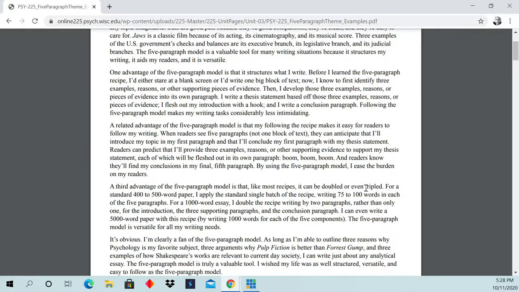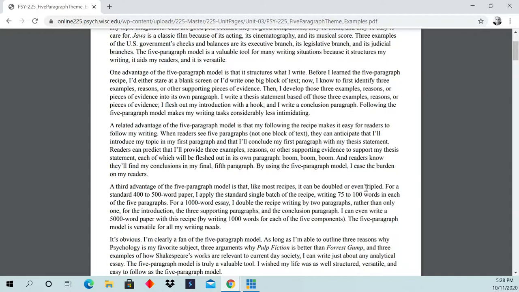A third advantage of the five-paragraph model is that, like most recipes, it can be doubled or even tripled. In other words, it's versatile, right? For a standard 400 to 500 word paper, I apply the standard single batch of the recipe, writing 75 or 100 words in each of the five paragraphs. For a 1,000 word essay, I double the recipe, writing two paragraphs rather than only one for the introduction and the three supporting paragraphs, and the conclusion paragraph. And I can even write a 5,000-word paper with this recipe by writing 1,000 words for each of my five components.